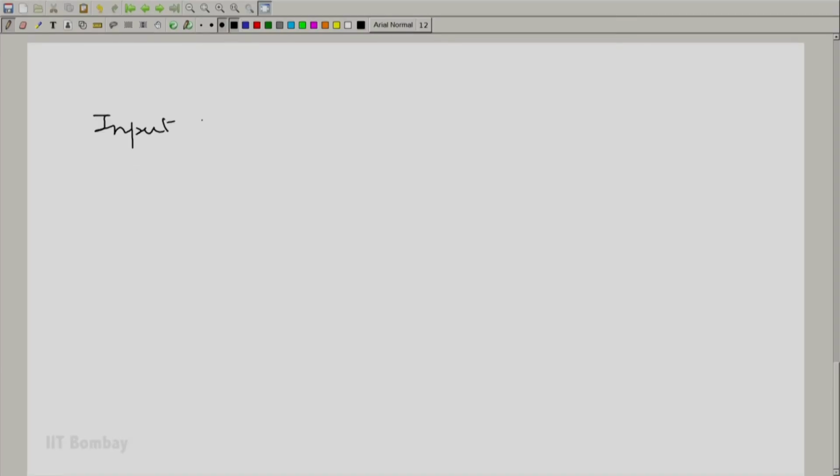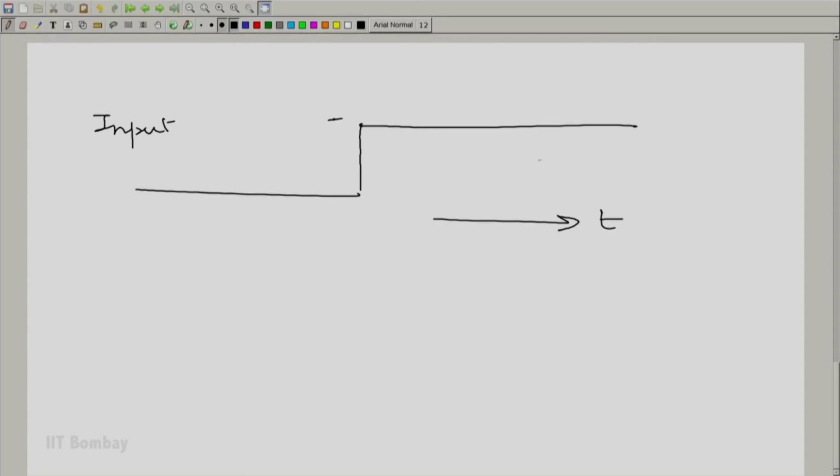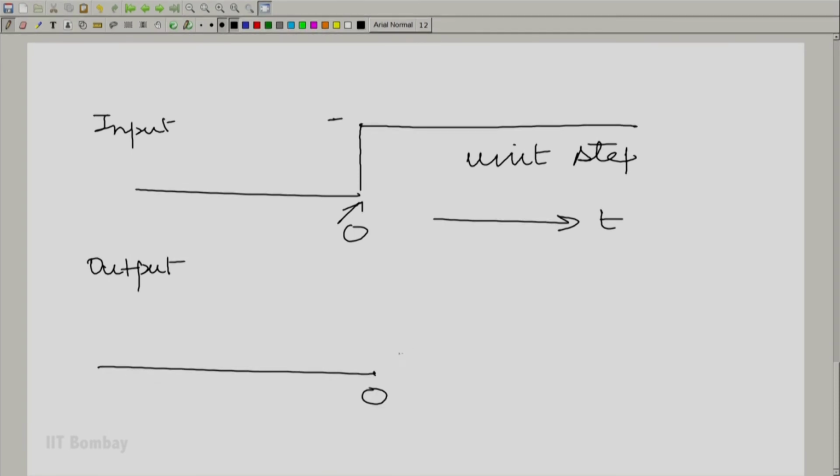The input looks like this. In fact, this input is a very famous input in signals and systems and is often called a unit step. It looks like that, a step with unit height at time t equal to 0. And the output looks like this. It is 0 all the way up to t equal to 0 and then grows linearly, 1 by gamma times t. This is also called a ramp, not a unit ramp of course, but a ramp.